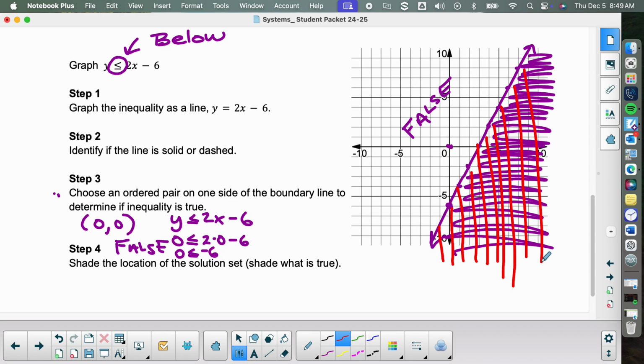This step 3 to me is sort of unnecessary for a lot of the problems. Because if this says less than, I automatically know that that means the shading is going to be below the line. I don't need to test which half works.